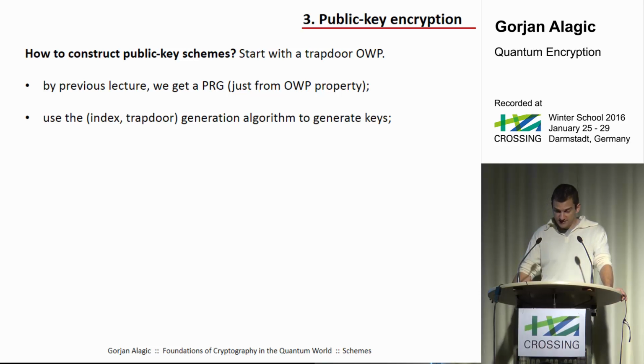Finally, let me sketch out how, if you have this trapdoor permutation, this rather powerful primitive, you can get a public key encryption scheme. In the previous lecture, we saw how to start from a one-way permutation and build a pseudorandom generator. So we have that, which is good. Now, for key generation, we're simply going to use the index and trapdoor generation algorithm of the trapdoor permutation. Those are going to be our public and private keys.